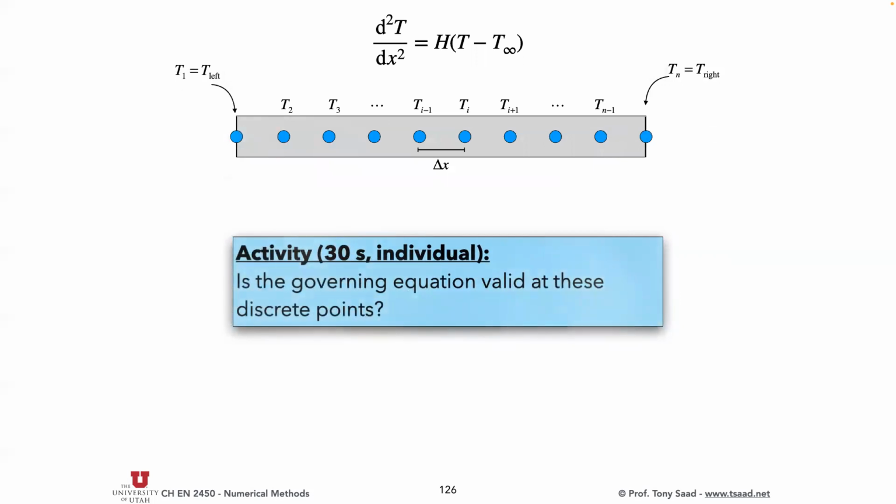So now the next question, this is the ODE, d2T by dx squared equals H times T minus T infinity. The next question is: is the governing equation valid at these discrete points? Yes, go ahead. I knew you were going to ask a question. That's why I pointed.